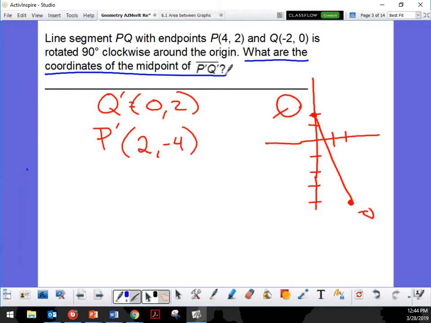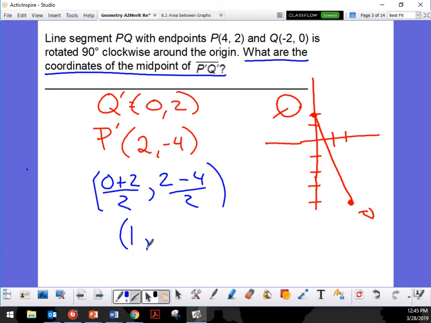Okay, let's see. Formula. So I'm going to have, right here, 0 plus 2 over 2 and 2 minus 4 over 2. It's actually plus -4, but I just changed that to -4. So it's going to be 2 over 2, which is 1, and -1, right?